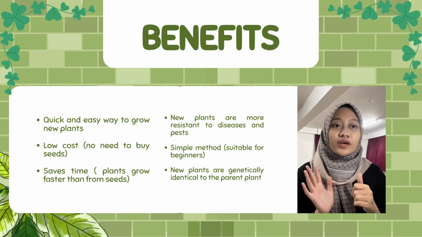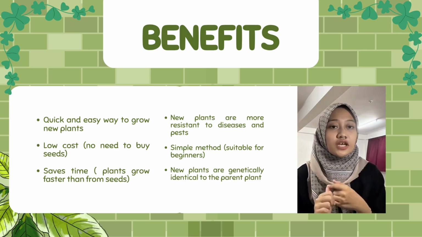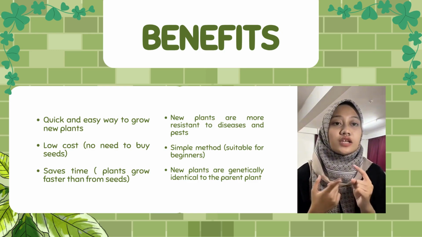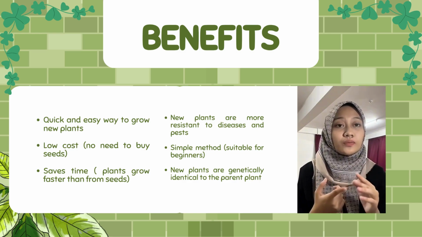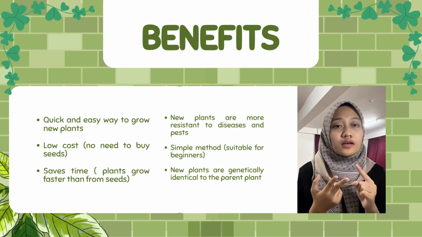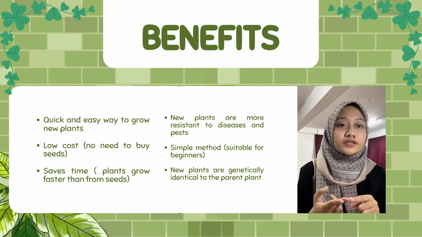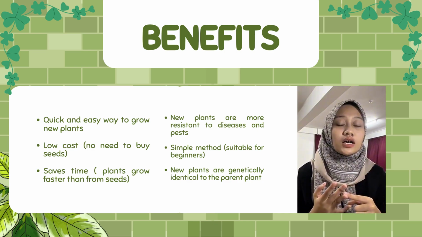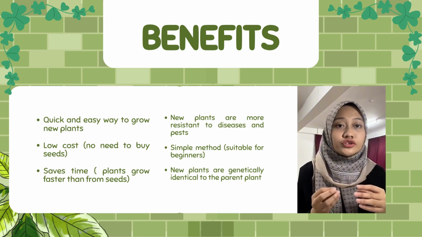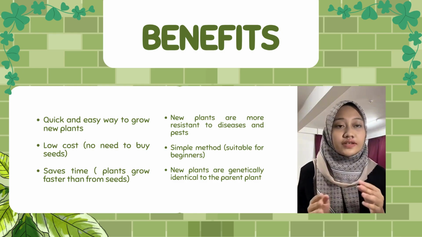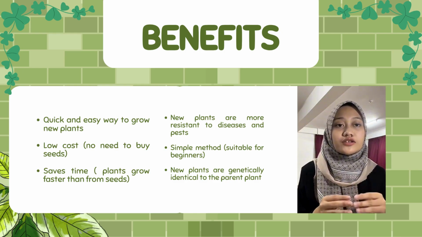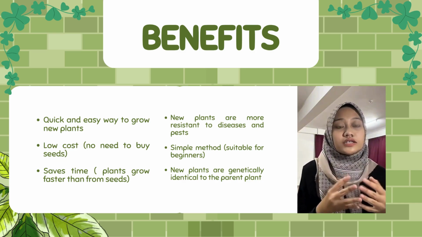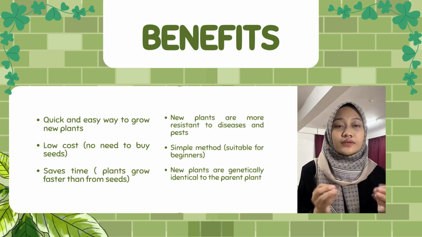Today, I will present about purpose, benefits and process of plant division. There are 6 benefits of plant division. First, quick and easy way to grow new plants. Second is low cost, which is no need to buy seeds. Third is saves time. Plants grow faster than from seeds. Fourth is new plants are more resistant to disease and pests. After that, simple method. It is suitable for beginners. Lastly is new plants are genetically identical to the parent plant.